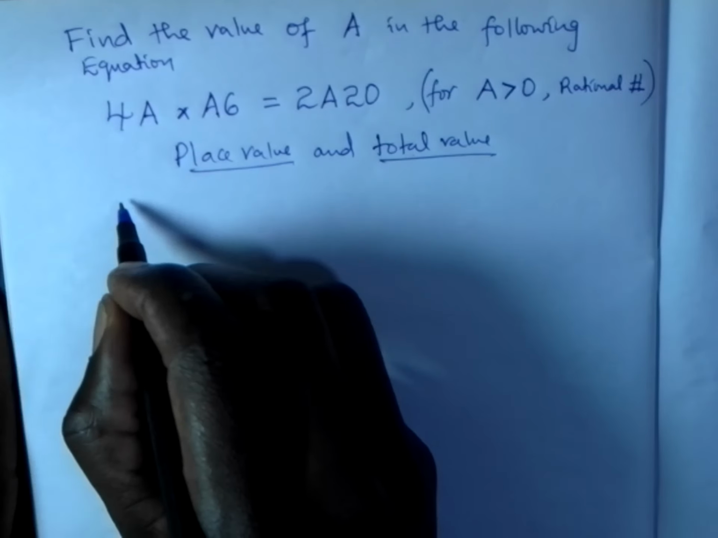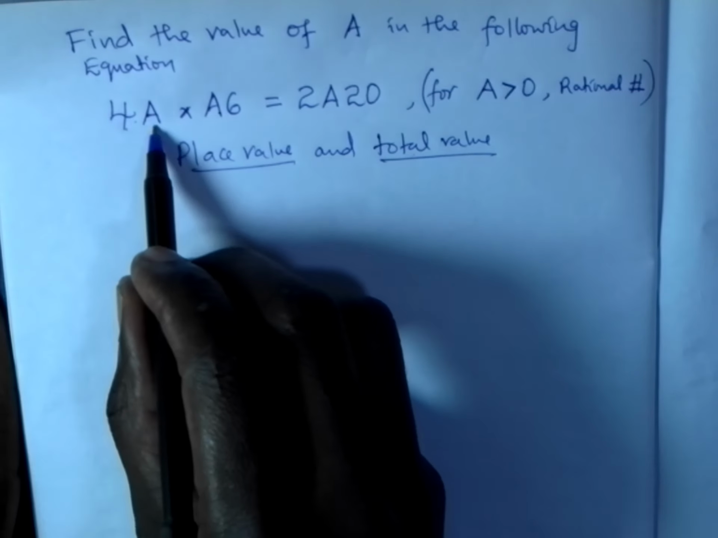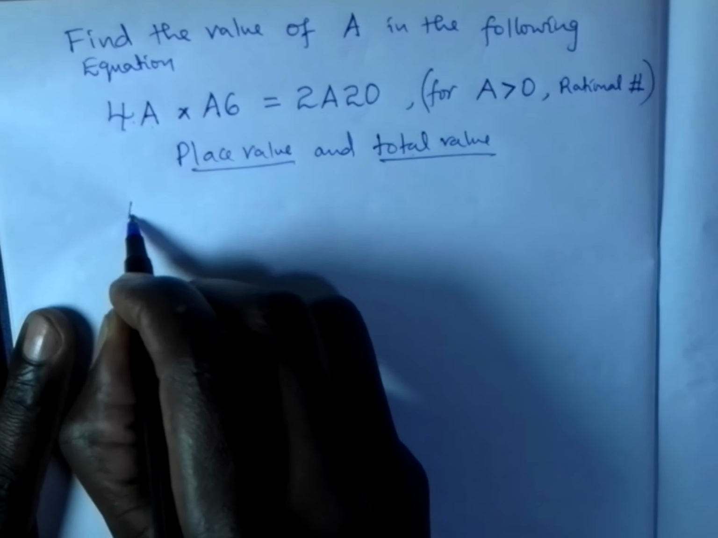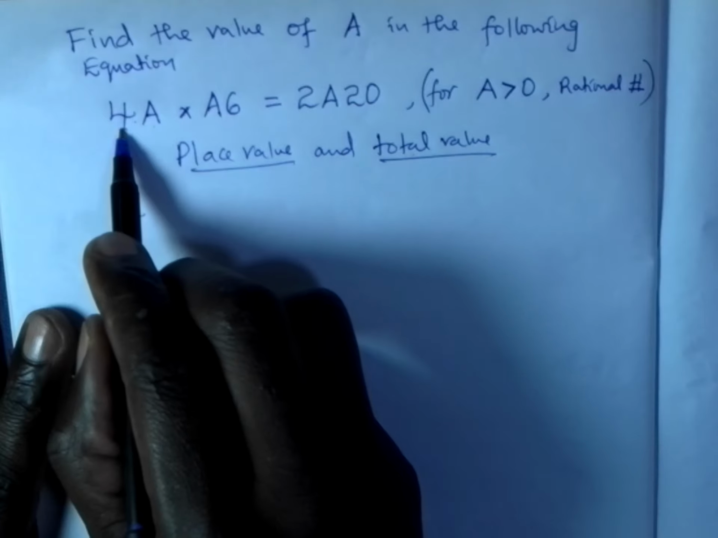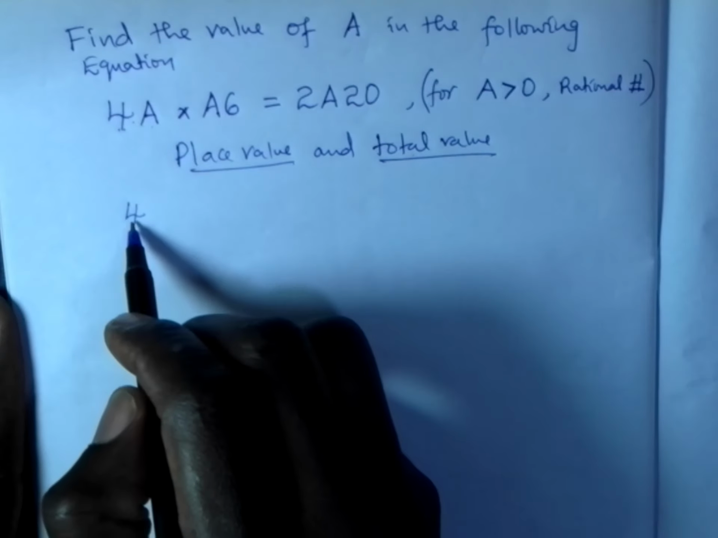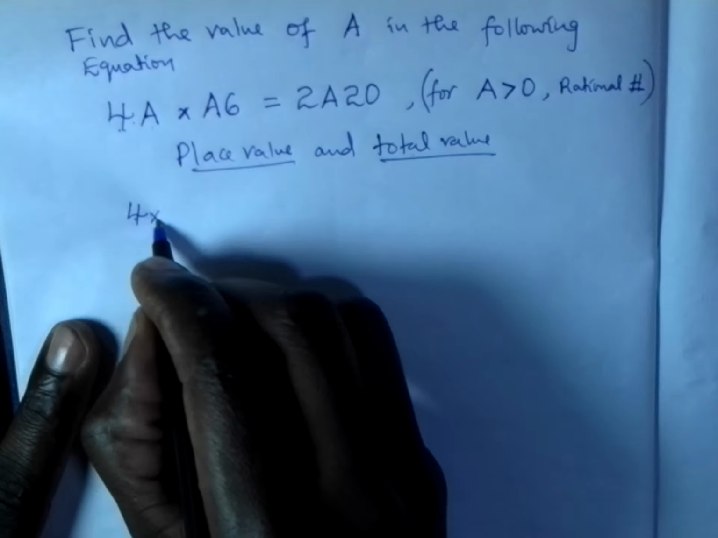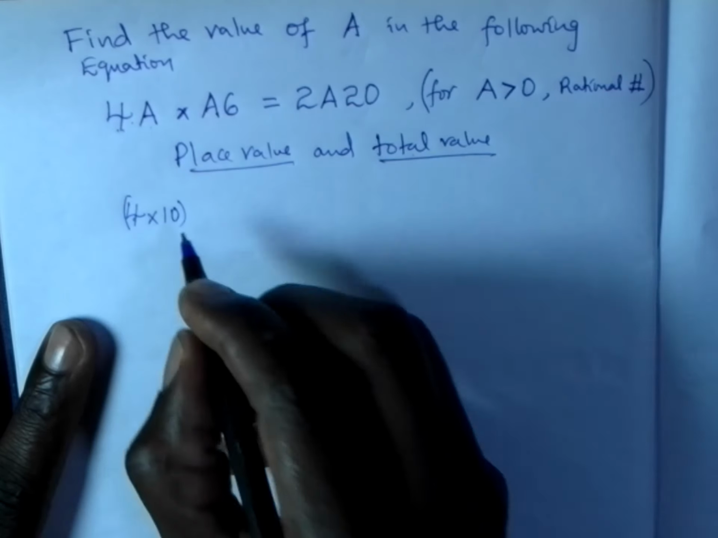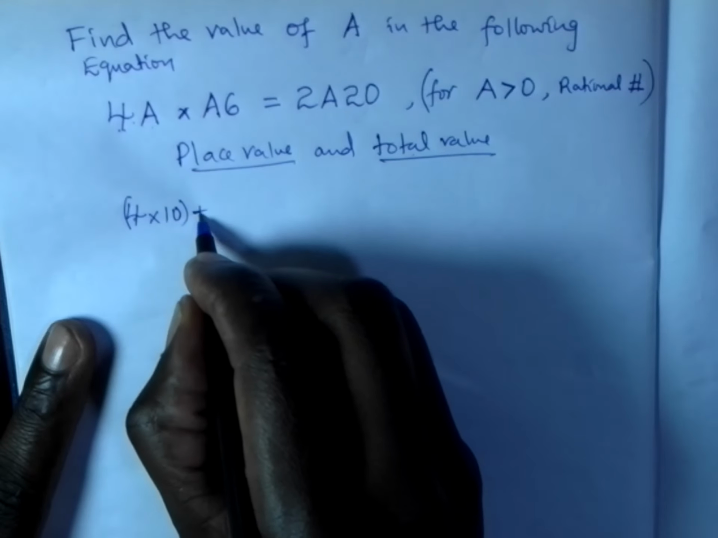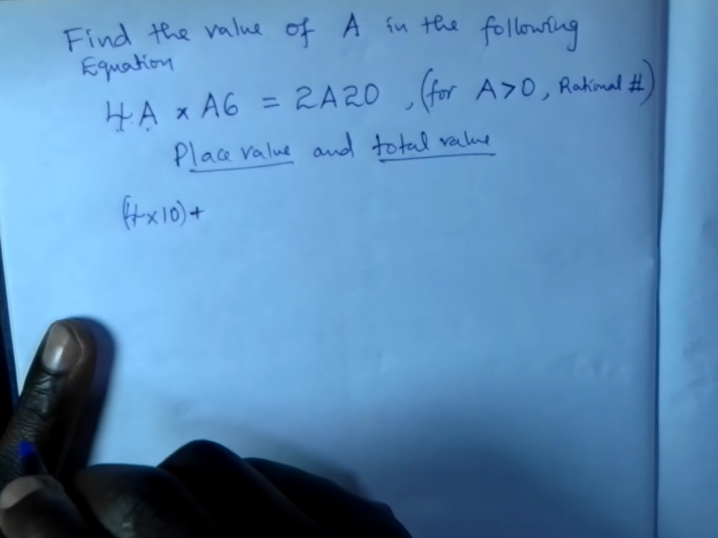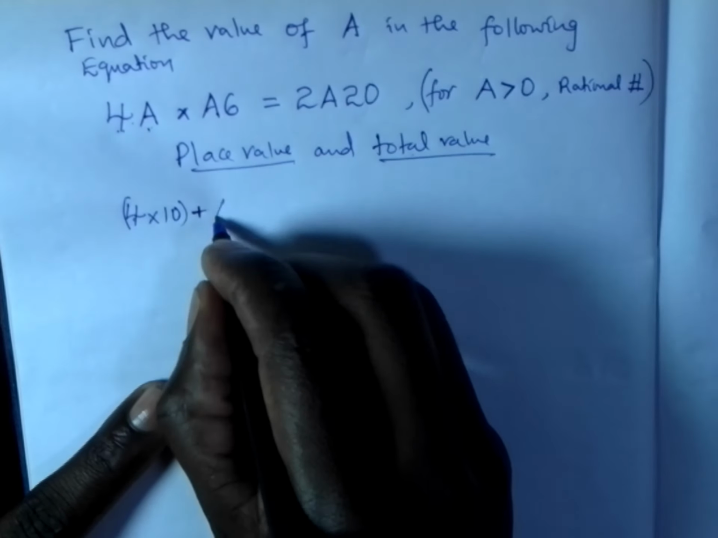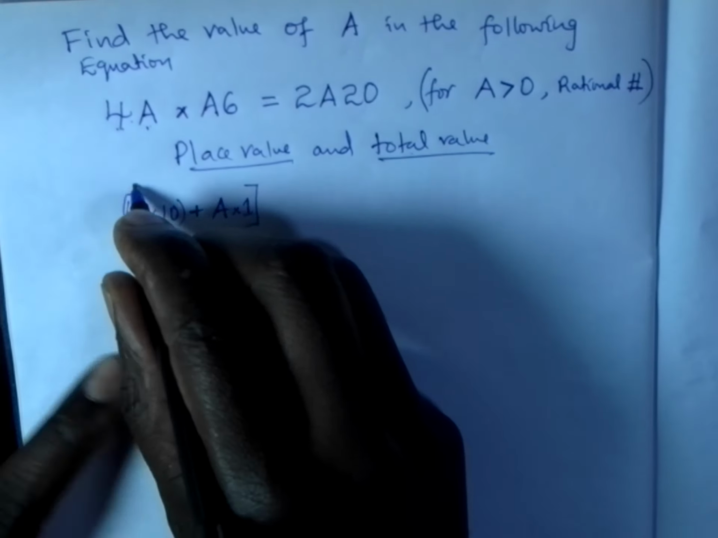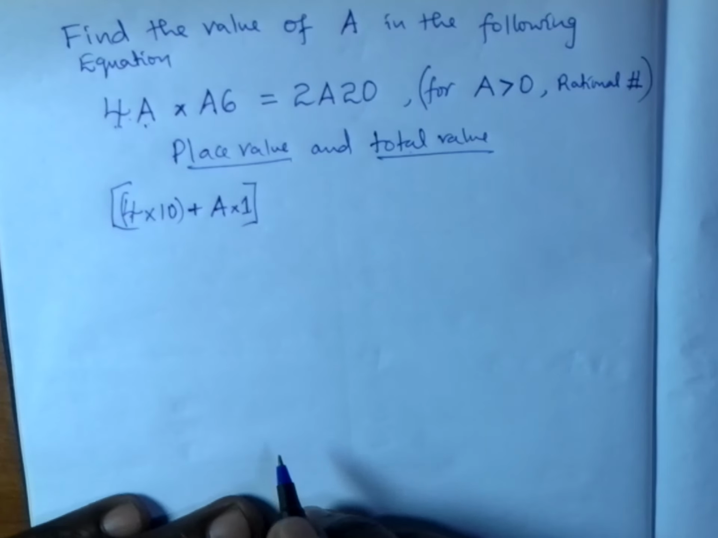So for the first one, which is 4a, it can be written as 4, it is in the place value of 10. So it can be written as 4 times 10 plus a, it is in the place value of 1. So it can be written as a times 1. So this is for the first number that we have.